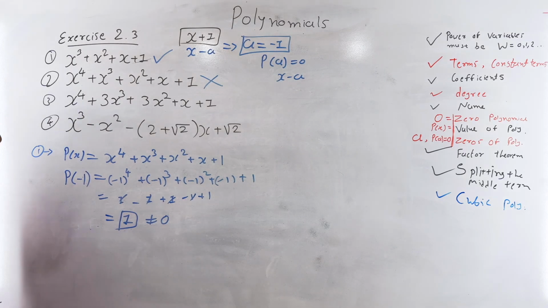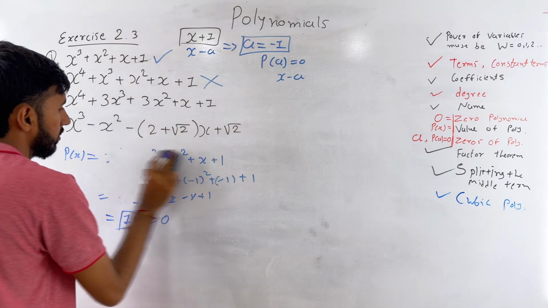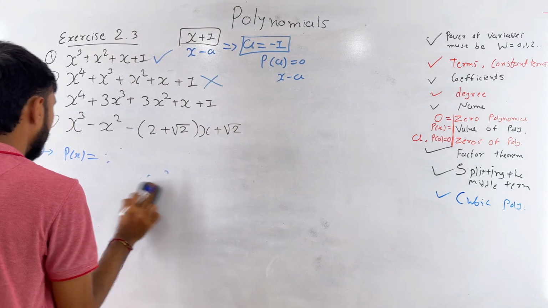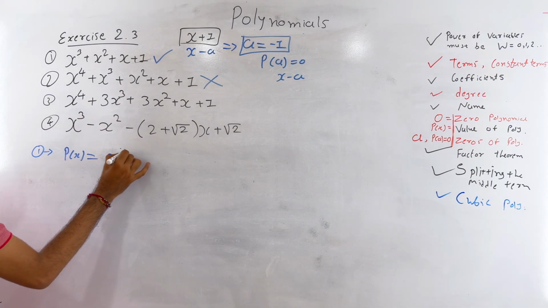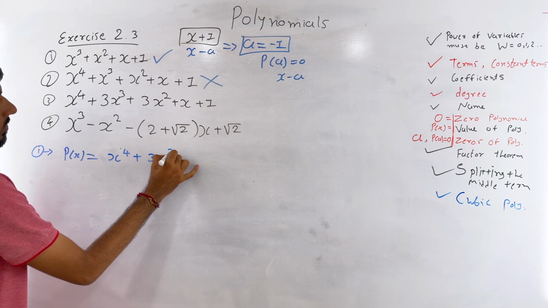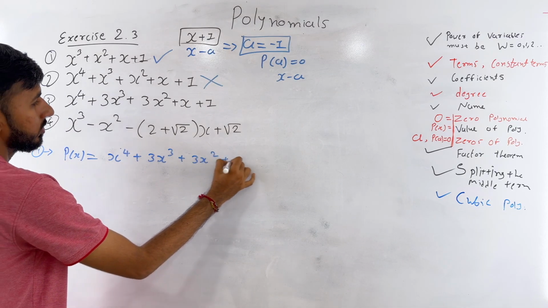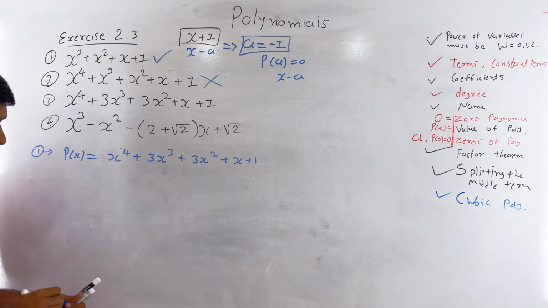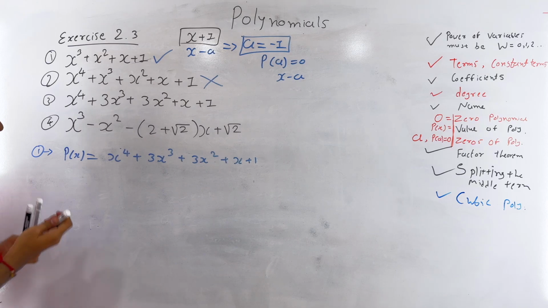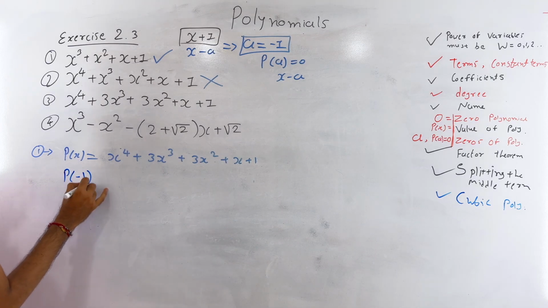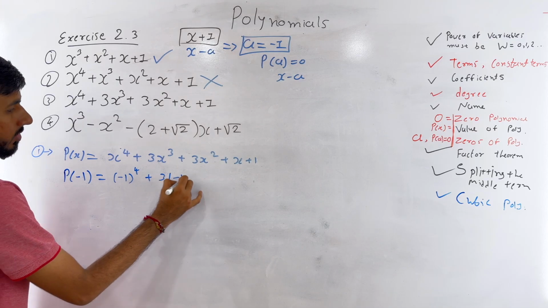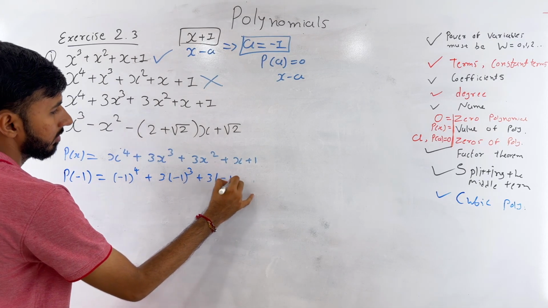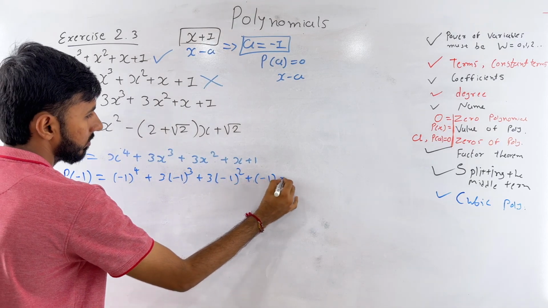Now we go to the third one. Our third p(x) is equal to x power 4 plus 3x cube plus 3x square plus x plus 1. Right, now we have to find p(minus 1) for this polynomial. p(minus 1) will be (minus 1) power 4 plus 3 in bracket (minus 1) cube plus 3 in bracket (minus 1) square plus (minus 1) plus 1.